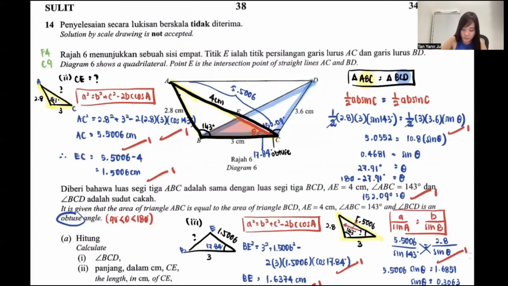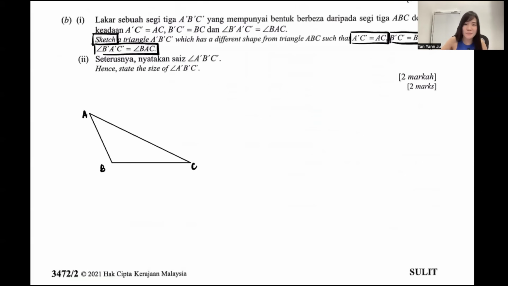So guys, do you know what's the BAC angle? You don't know. Of course, you want to find it out. You can find it out because 180 minus 143 minus 17.84. I think you're able to find that also. But is it necessary to find? No. You just remember it's the same will do. So let's say this angle, I already assume they are the same.